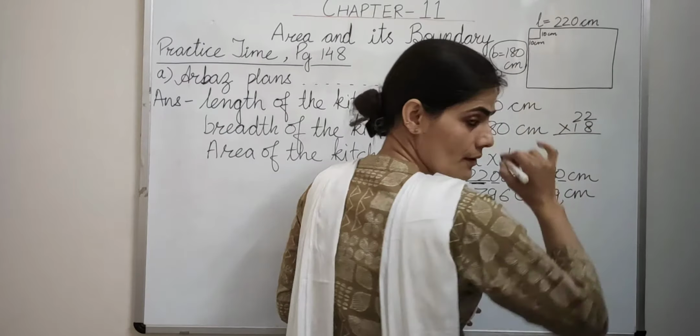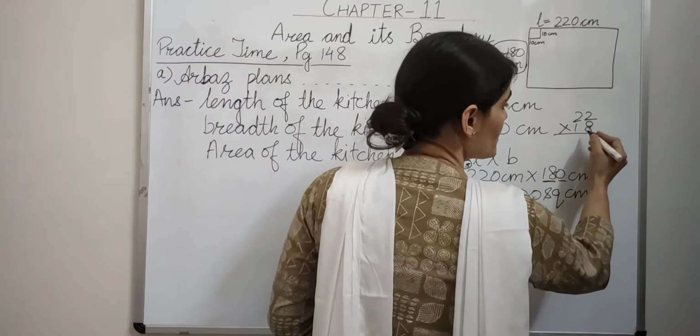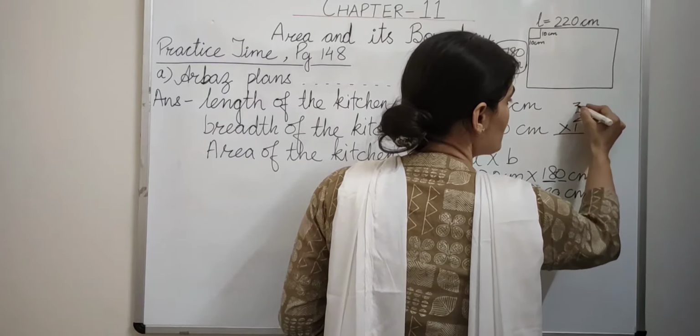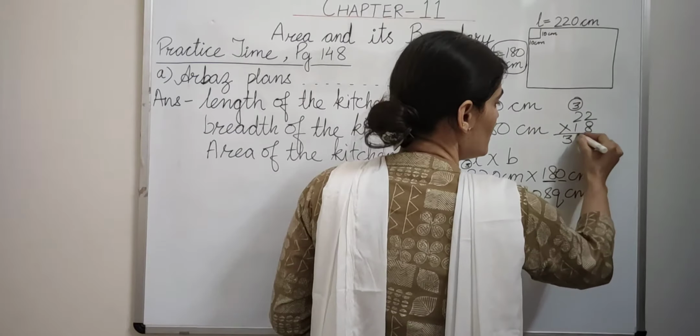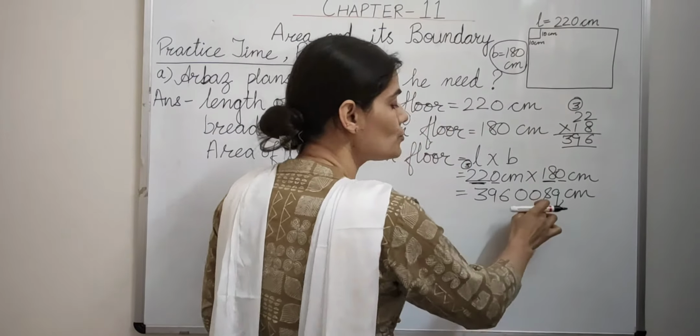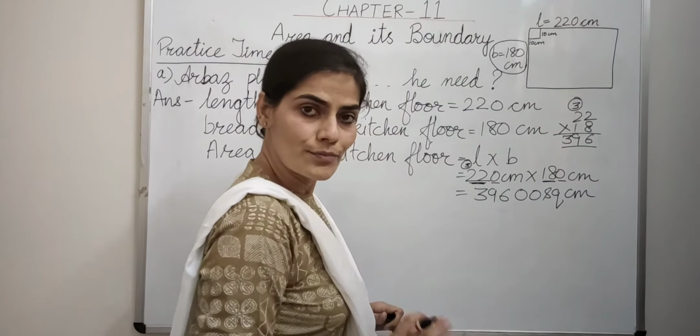also, by putting the numbers in columns and then find the product. 18 twos are 36, 3 you carry. 18 twos are 36 plus 3 is 396. And two zeros are already there. Fine, these two zeros I've already put in the product.